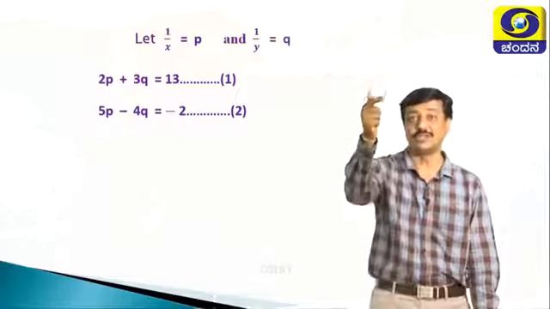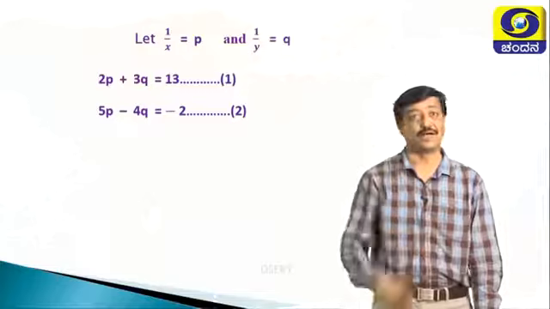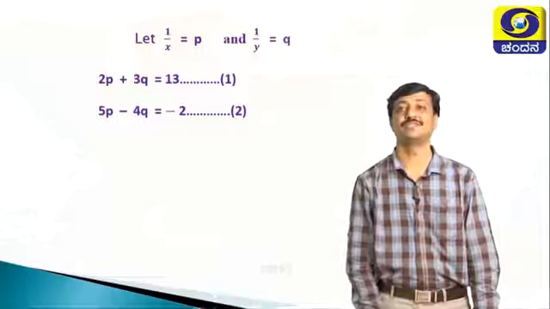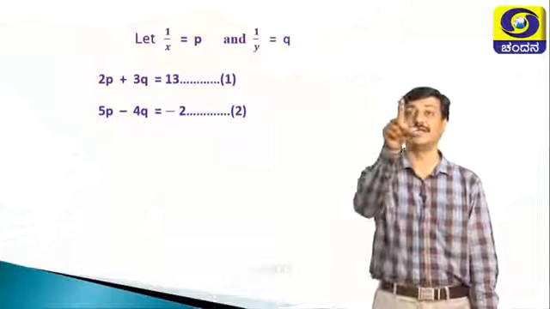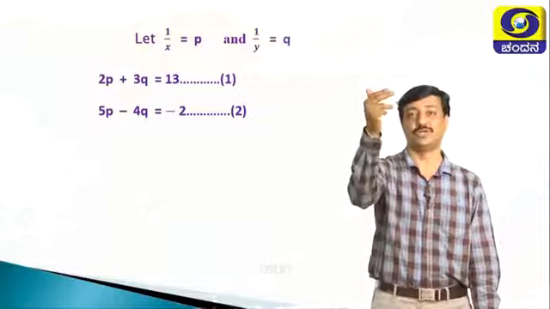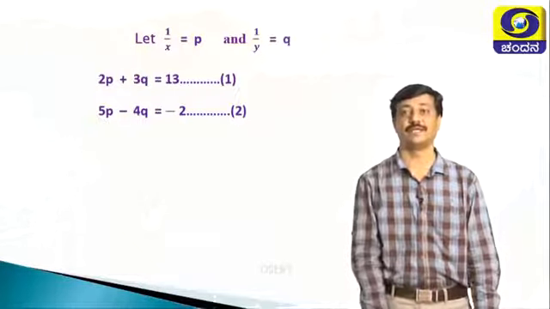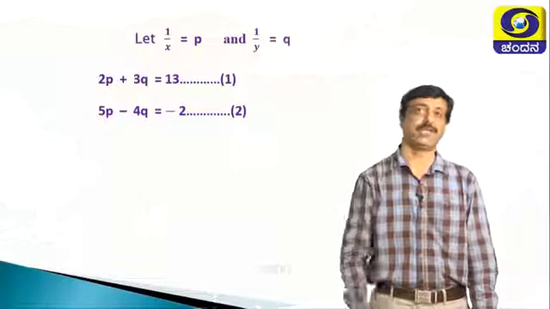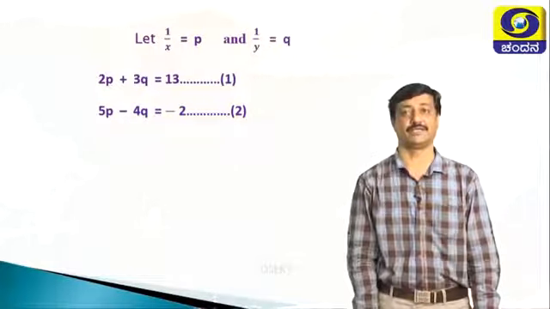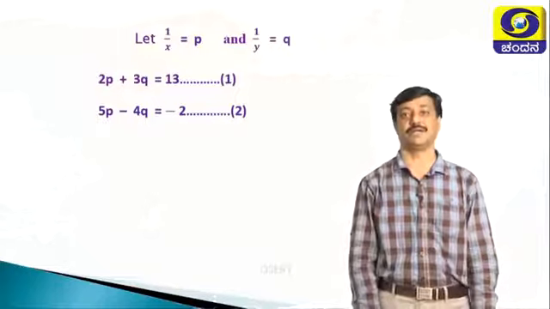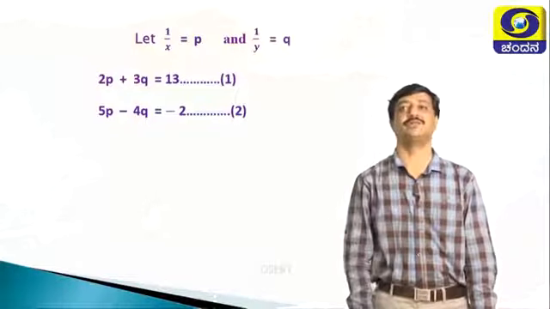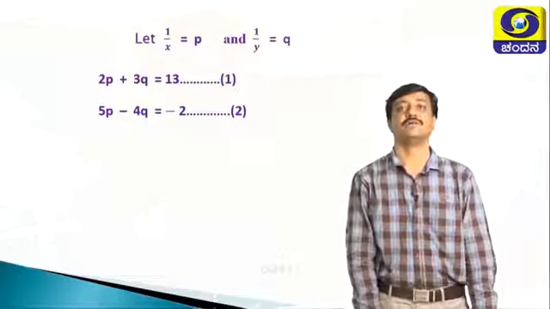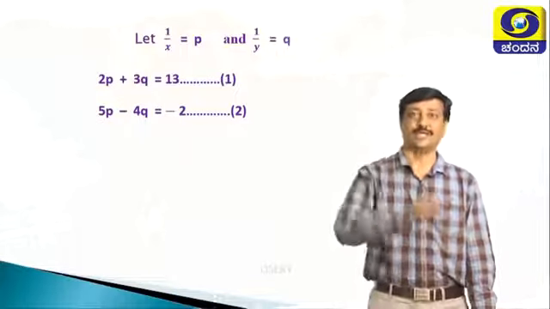Now you compare these two equations. Are they in standard form? Yes, these two equations are in standard form with the variables p and q. Now to find the solution for this pair, we have to apply any one of the three algebraic methods. Now again I will go for the elimination method. To apply the elimination method, just compare their coefficients. Are they equal? No.